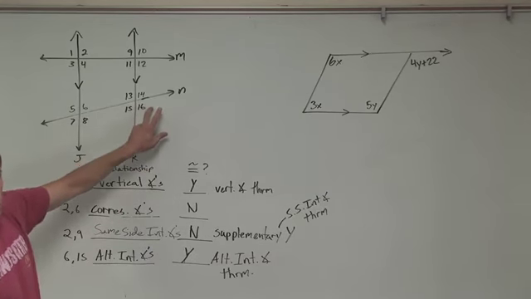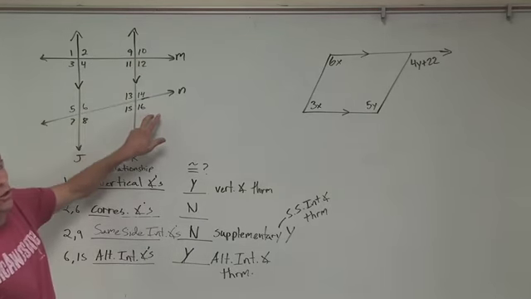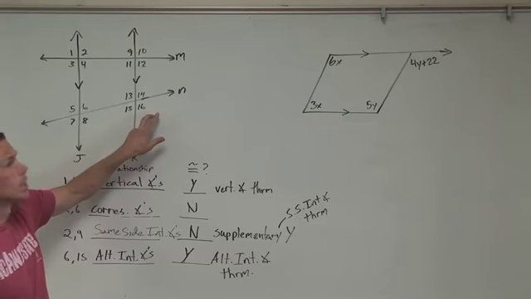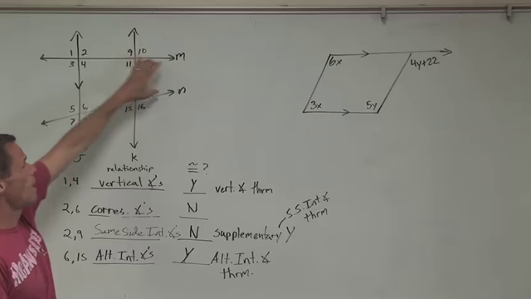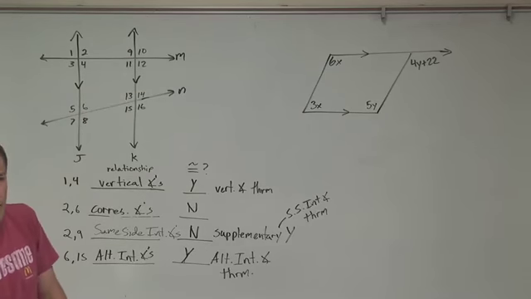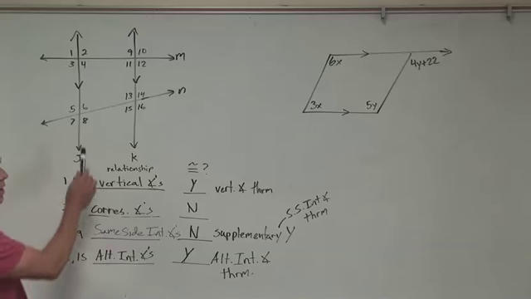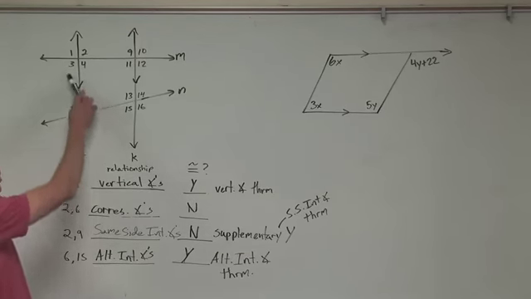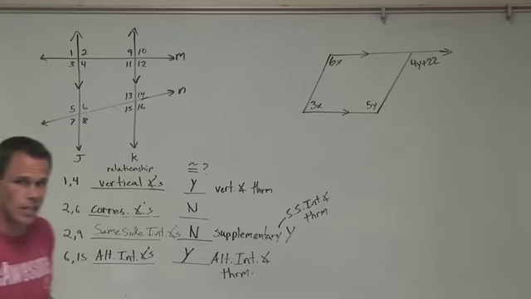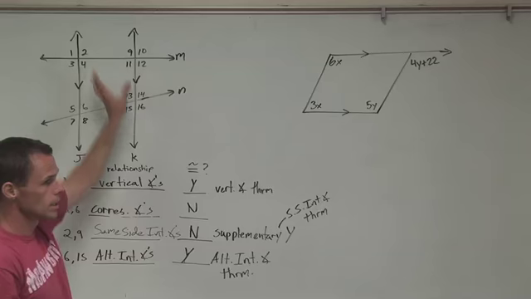14 and 16, we could just call those adjacent. Not congruent, but adjacent. 16 and 10, let's call those alternate exterior. Are they congruent? No. Are they supplementary? No, they're not being made by the parallel lines. 8 and 15, same side interior angles. Supplementary, based off parallel lines. 3 and 6, alternate interior, but not congruent, because they're not based off the parallel lines.